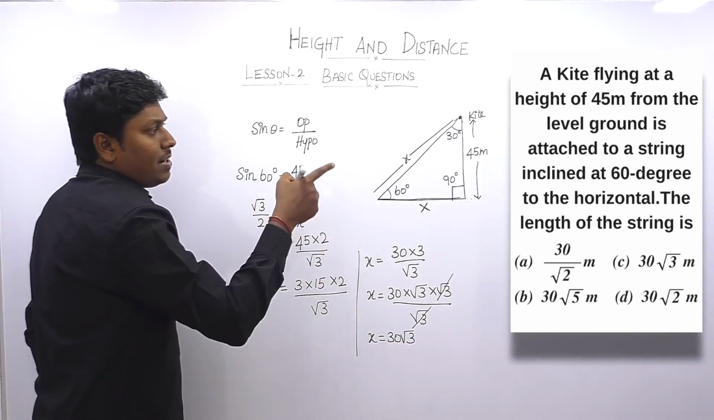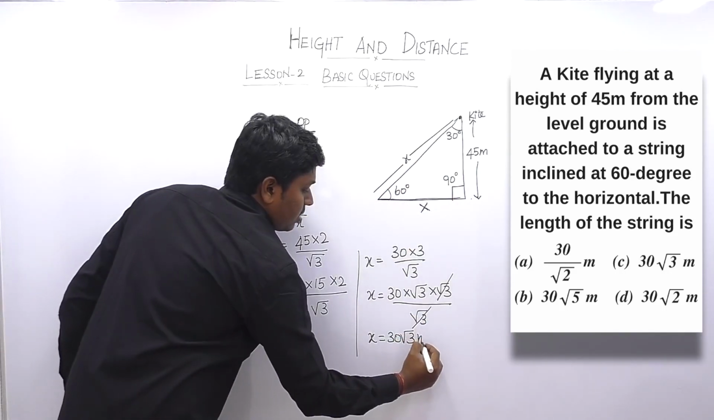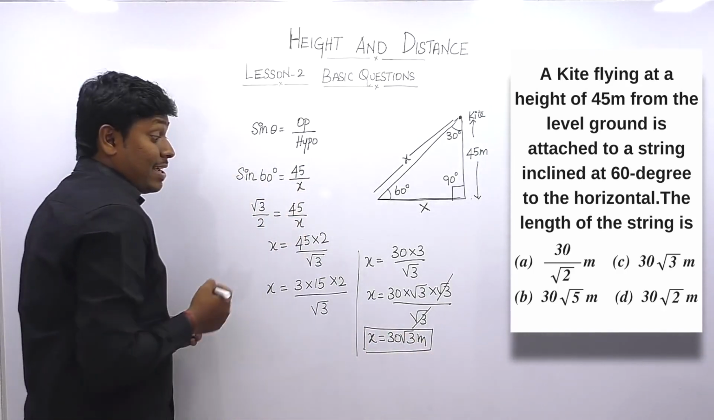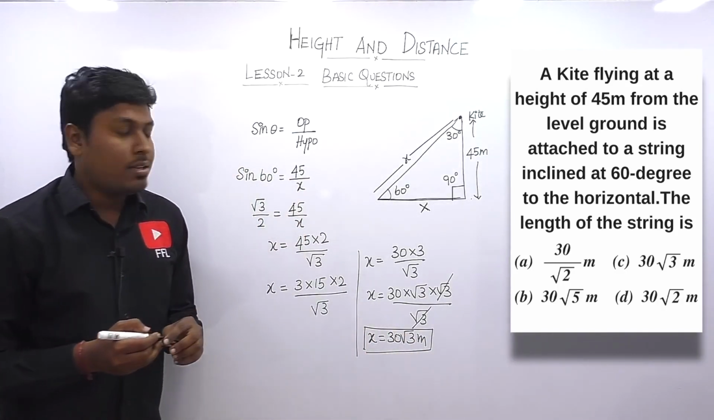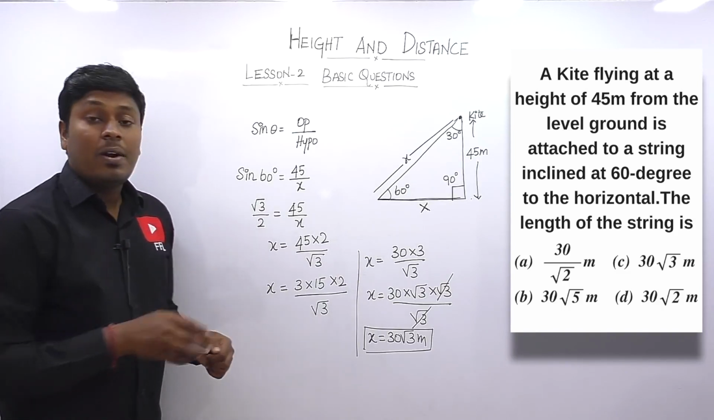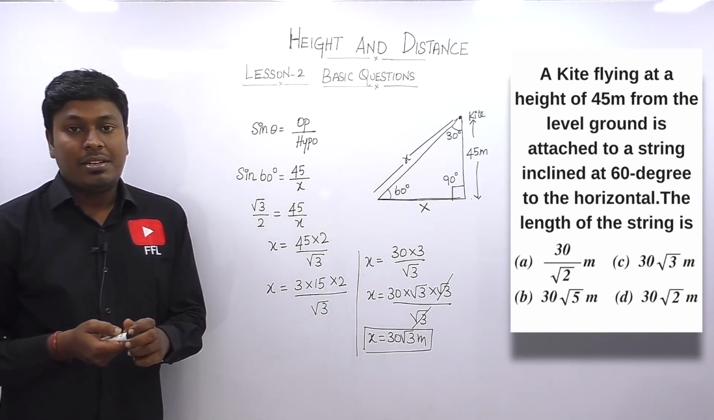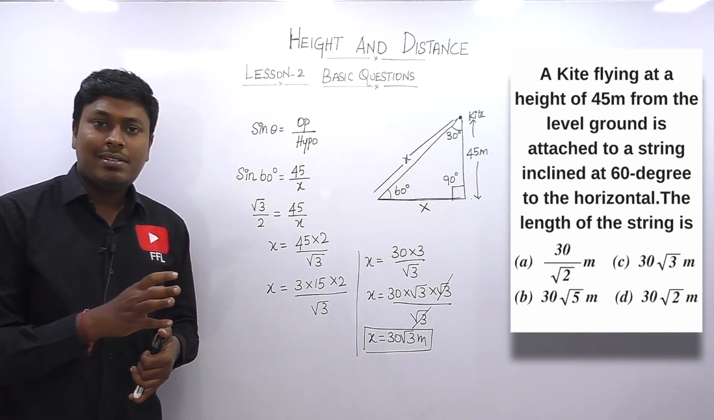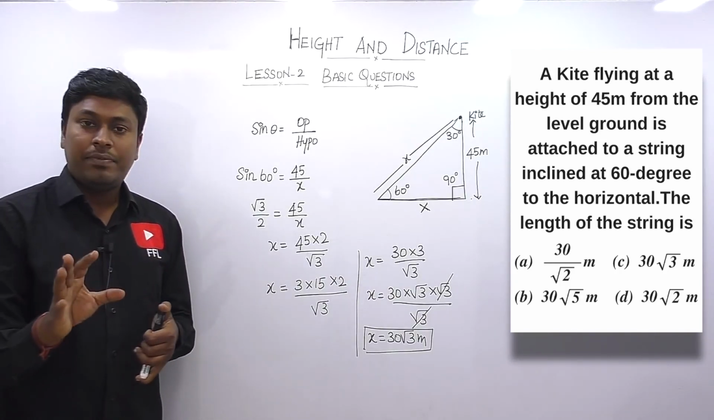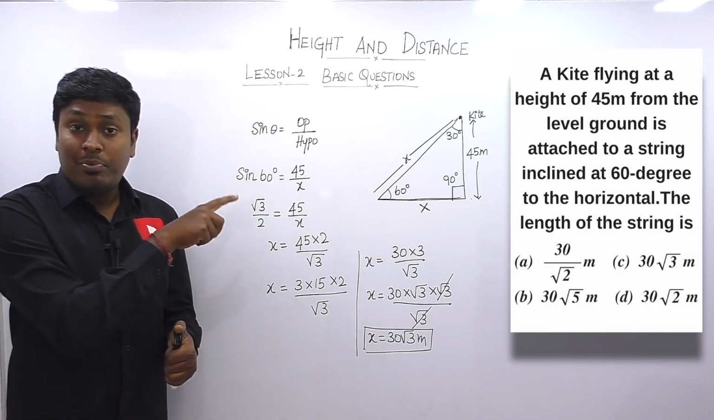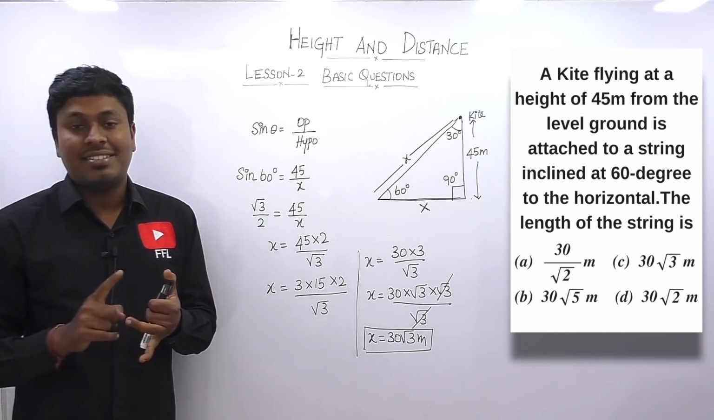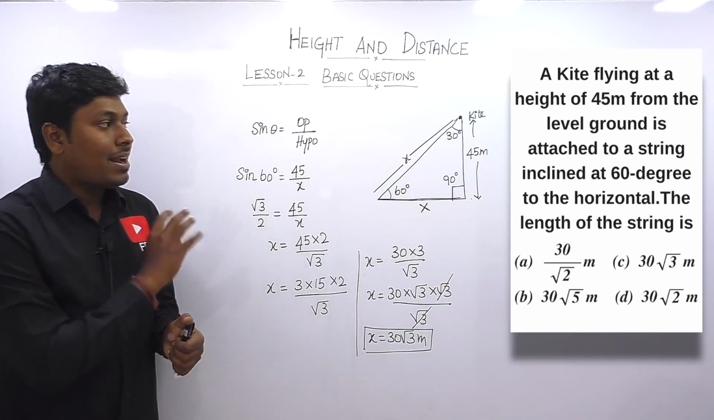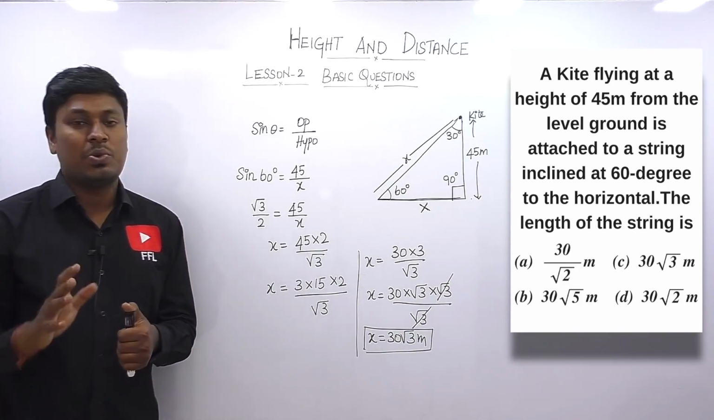And all the values are in meters, right? 45 meter. So finally we can say that the length of the string, which is x hypotenuse, is 30 root 3 meter. So look at the option. So finally we got an answer 30 root 3 meter for question number 1. So friends, solving a question in heights and distance is so simple only if you learn this formula of hypotenuse, adjacent and opposite, and the second is trigonometrical ratio. If you know both the formulas, then cracking a question in heights and distance is so simple.